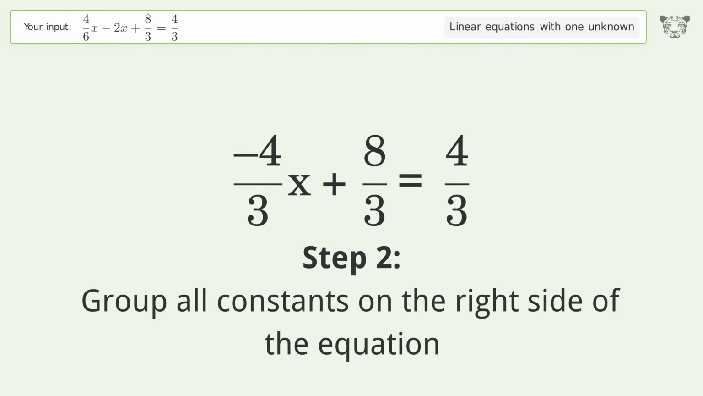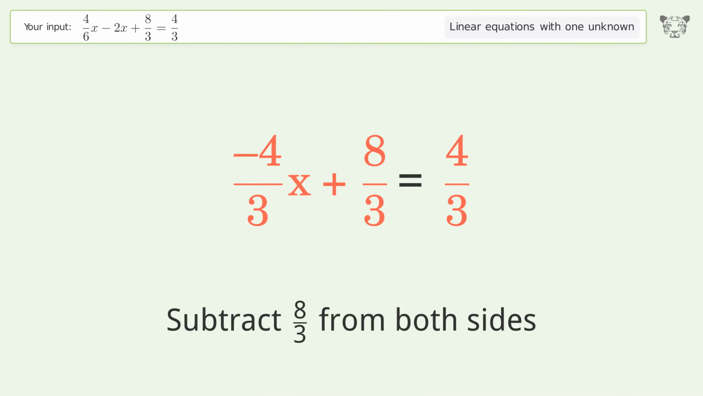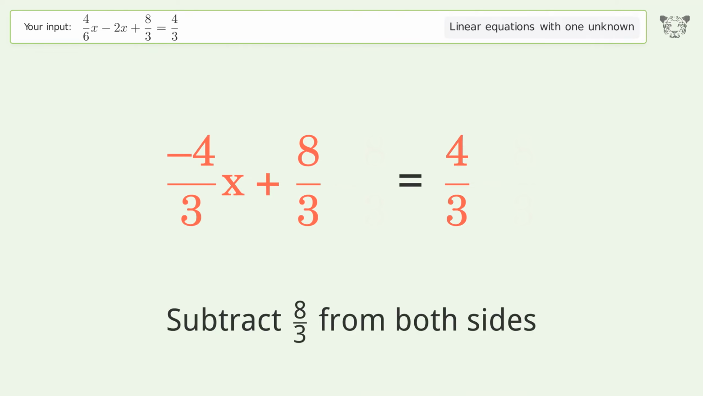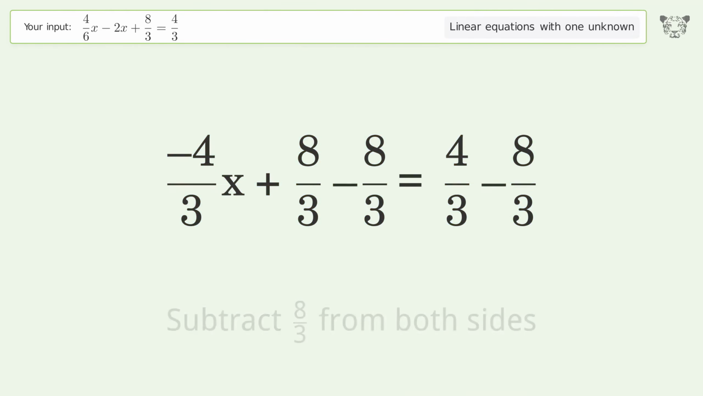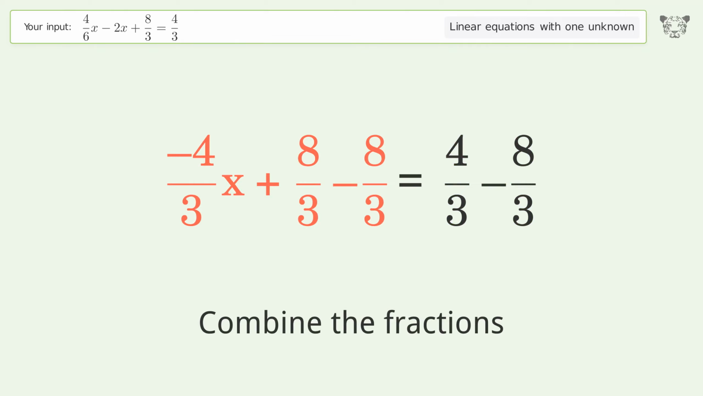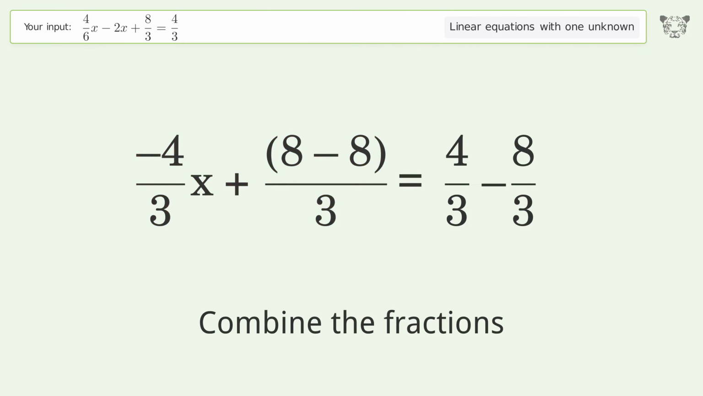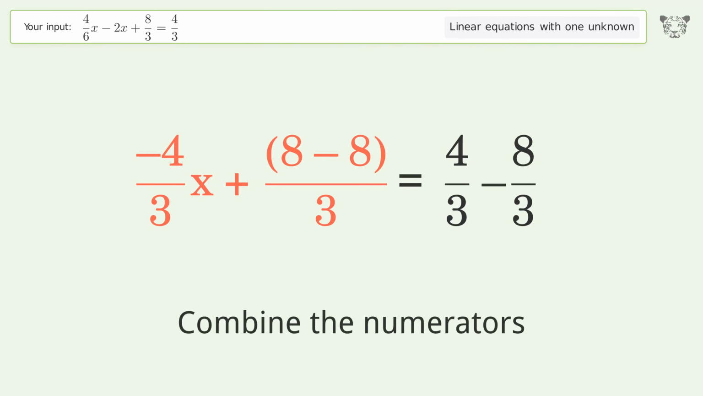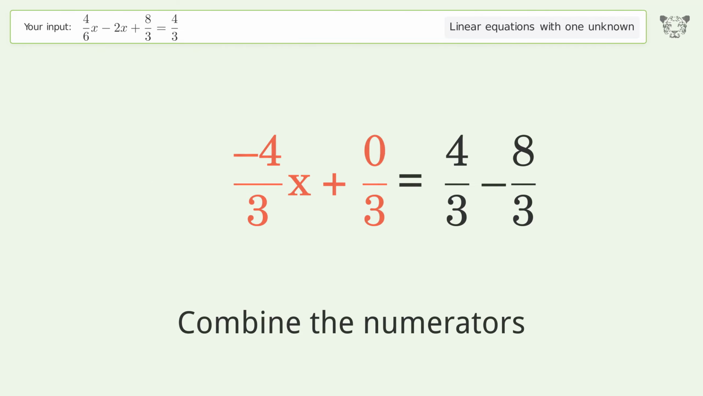Group all constants on the right side of the equation. Subtract 8/3 from both sides. Combine the fractions. Combine the numerators. Reduce the zero numerator.